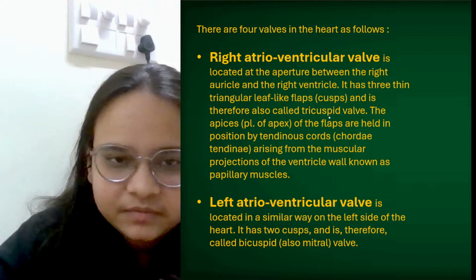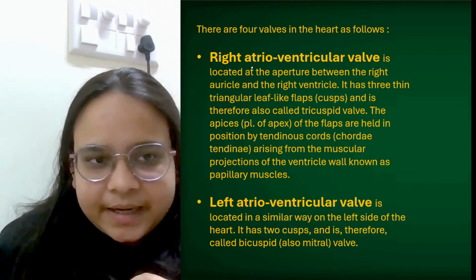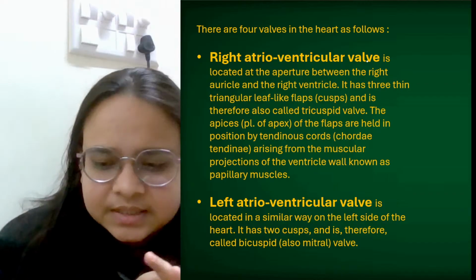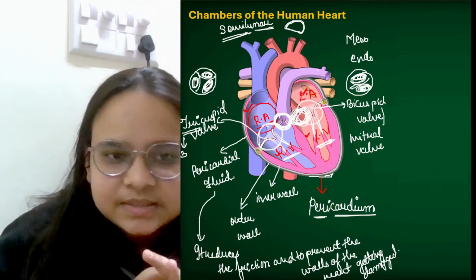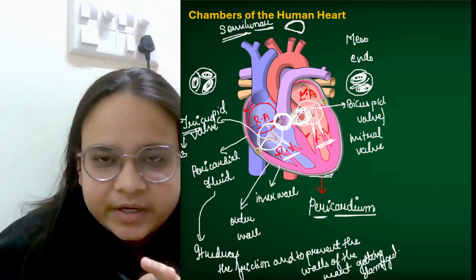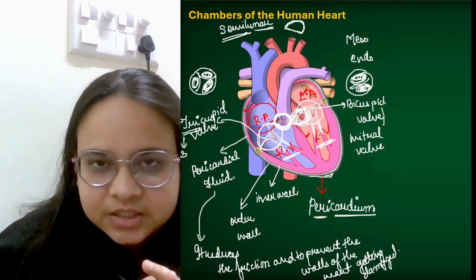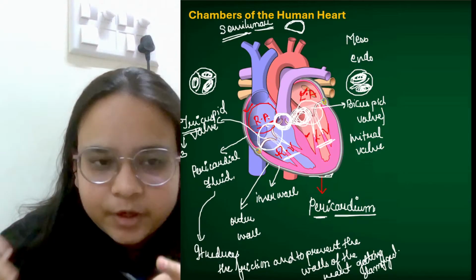We have four valves. Now the first valve, the right atrioventricular valve. This is on the right side. Atrioventricular, at the junction. The junction is the meeting point between the two chambers.